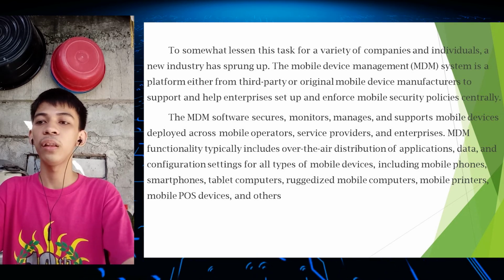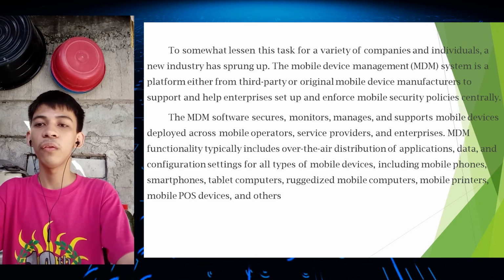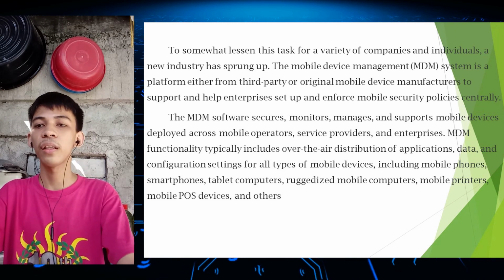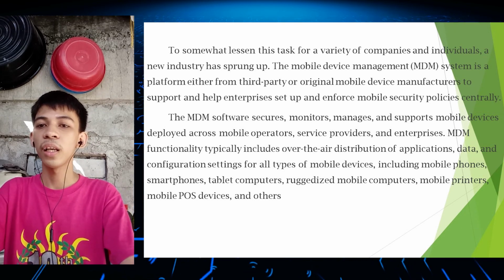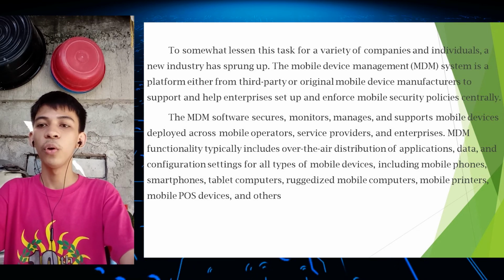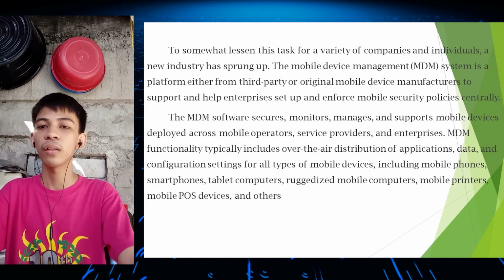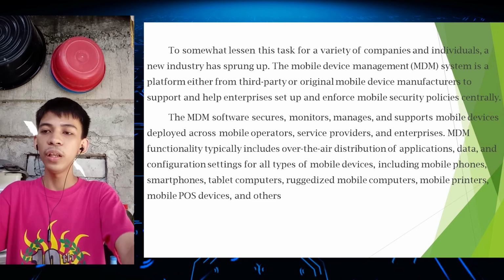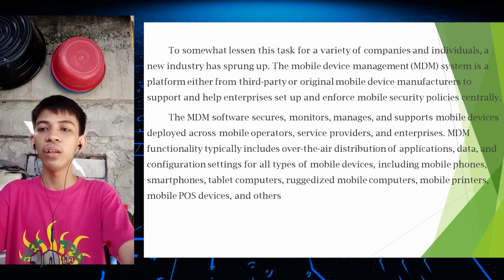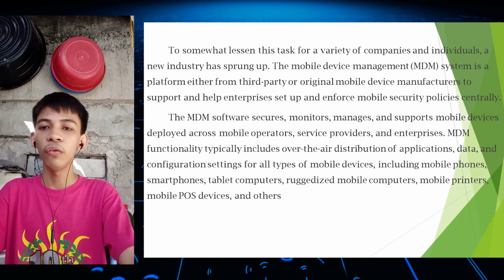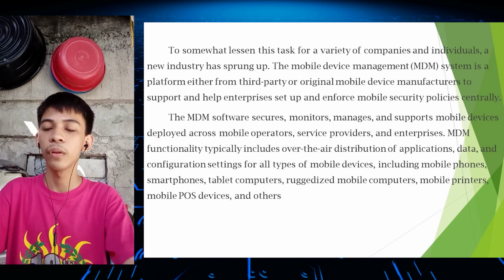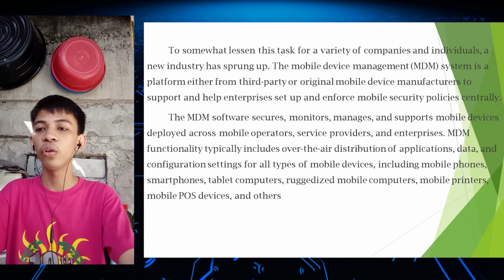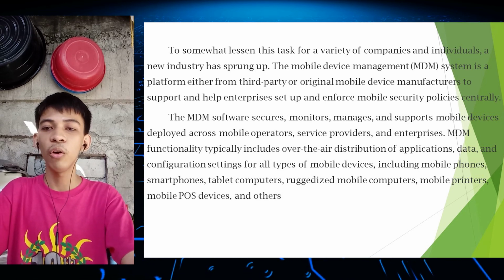The Mobile Device Management, or MDM, system is a platform either from third party or original mobile device manufacturers to support and help enterprises set up and enforce mobile security policies centrally. The MDM software secures, monitors, manages, and supports mobile devices deployed across mobile operators, service providers, and enterprises. MDM functionality typically includes over the air distribution of applications, data, and configuration settings for all types of mobile devices, including mobile phones, smartphones, tablets, computers, ruggedized mobile computers, mobile printers, mobile POS devices, and others.